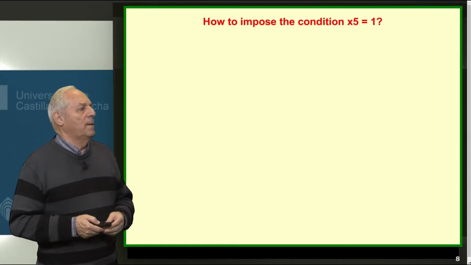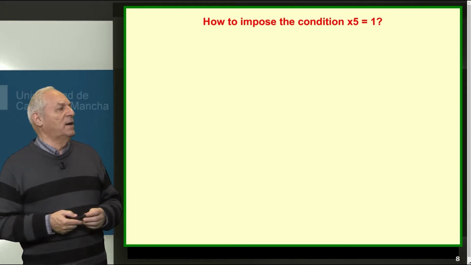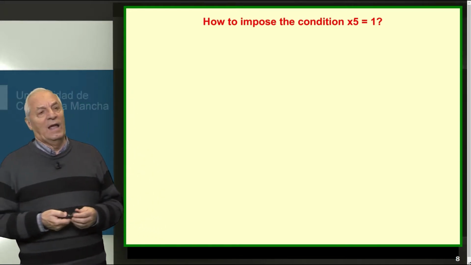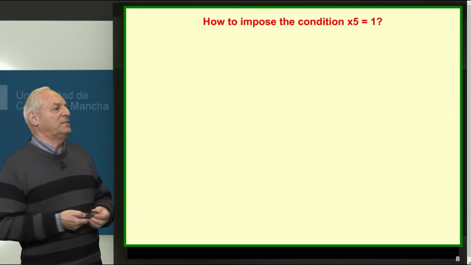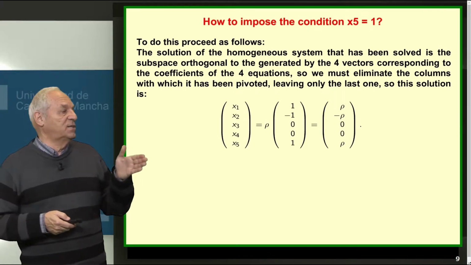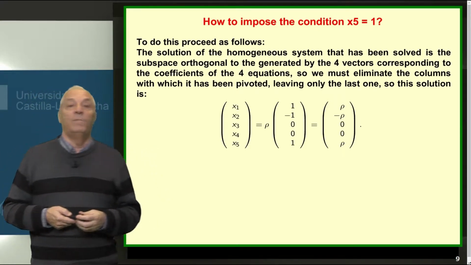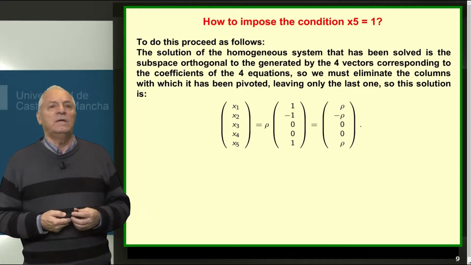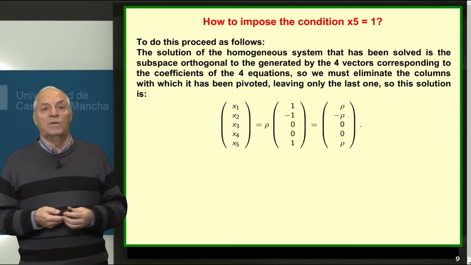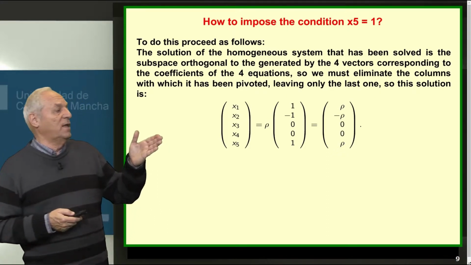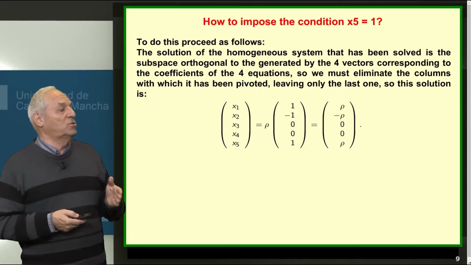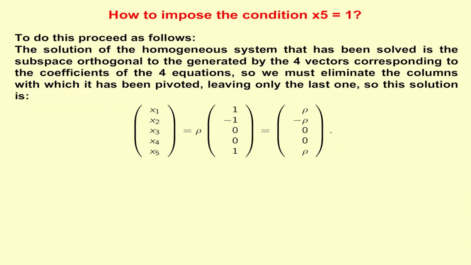To make it clearer, the solution of the homogeneous system, which we have solved, is always going to be a linear subspace, which is the orthogonal subspace to the subspace generated by the row coefficients of the equations. This means that the vector x1, x2, x3, x4, x5 will be, in principle, equal to a linear combination of vectors, unless I had no more than the null solution, which would be the null vector. In this case, as we have only one vector, because it is rho times that vector 1 1 0 0 1, if we operate and incorporate the rho into it, we can write the solution as rho, minus rho, 0, 0, rho.